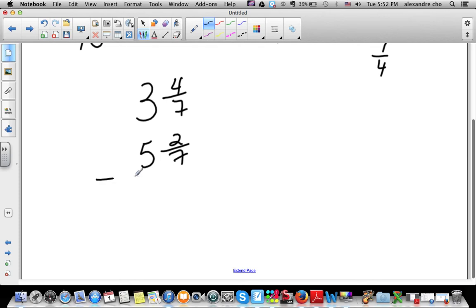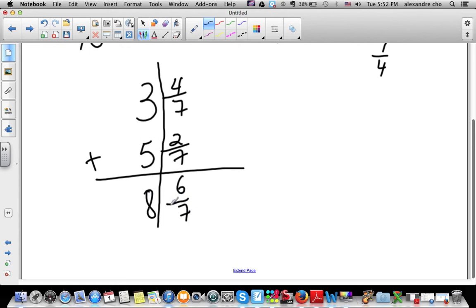Okay, remember what we did in class? We did plus, we're adding in this case. Okay, draw a line in the middle here because we want to separate our fraction from our whole numbers. Okay, and let's do the fractions first. Our denominators are the same, so there is nothing to do here, so we'll just add 4 and 2, that gives you 6. And the 7 stays the same, and our whole number, 3 and 5, is 8. Our fraction is a proper fraction, so there's nothing else to do. You can't simplify it. And our final answer is 8 and 6/7.